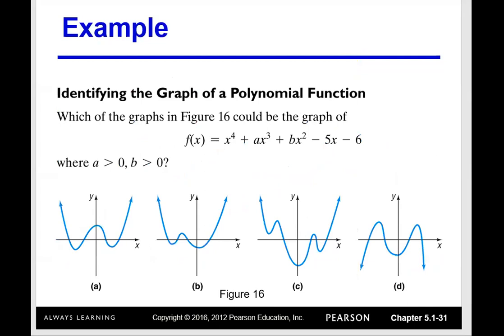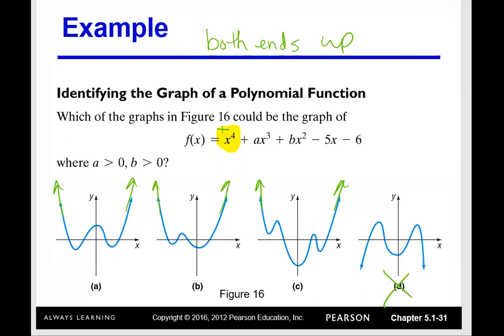And what does this want to know? Which of the graphs could be the graph of f of x equals x to the fourth, and so on. Okay, starting with the fact that it's an x to the fourth, I know that it's a positive. So both ends should be going up. This end goes up, this end goes up, this end goes up and up and up. But D is out because those ends are going down. So it can't be that one.